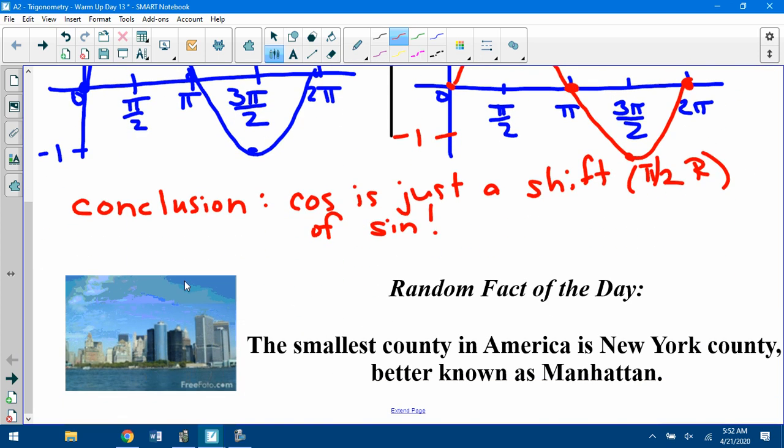Random fact of the day, the smallest county in America is New York County, also known as Manhattan. You know that. Okay.